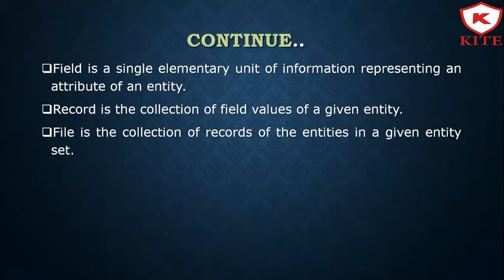Next term is a field. Field is a single elementary unit of information representing an attribute of an entity. Record. Record is a collection of fields, values of the given entity. File is a collection of the records of the entities in a given entity set.